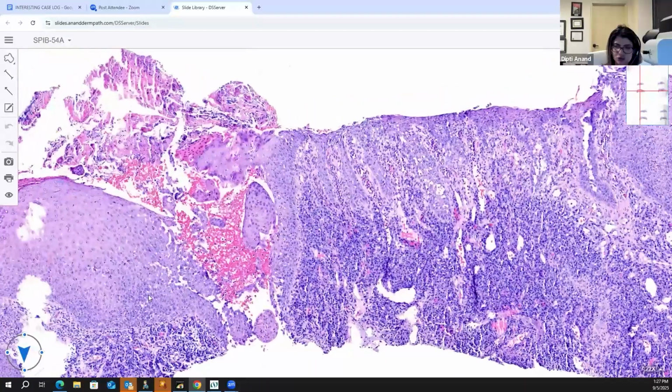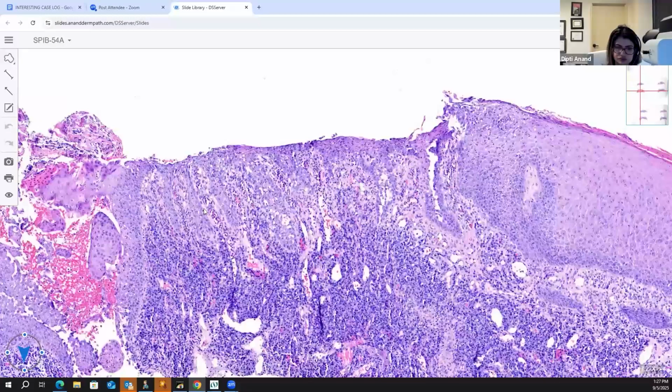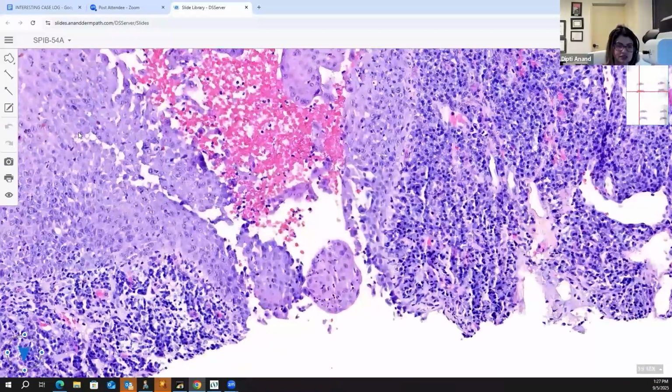What is diagnostic is what are you seeing in here? This is your epidermis, and what is happening in here?